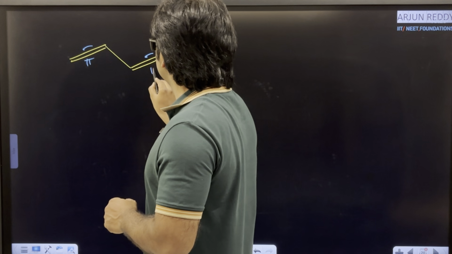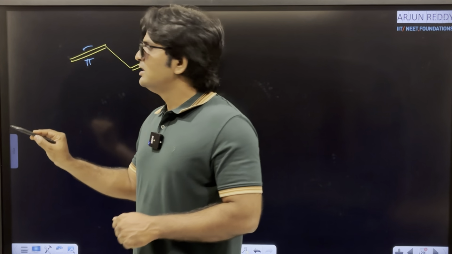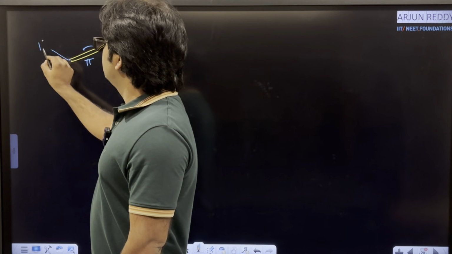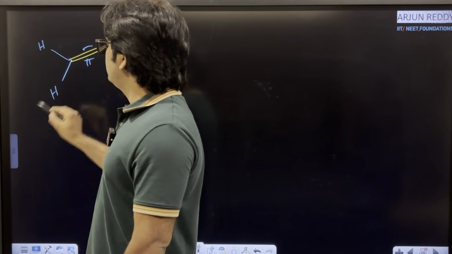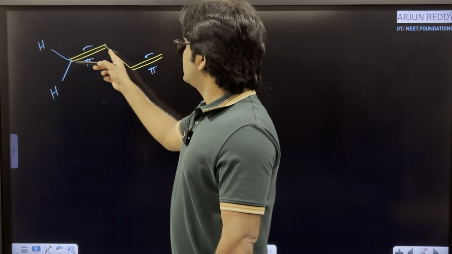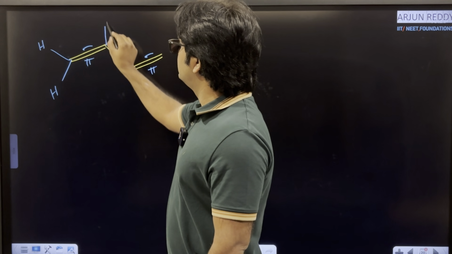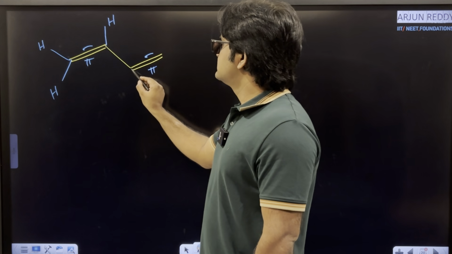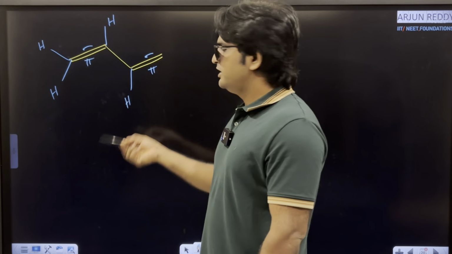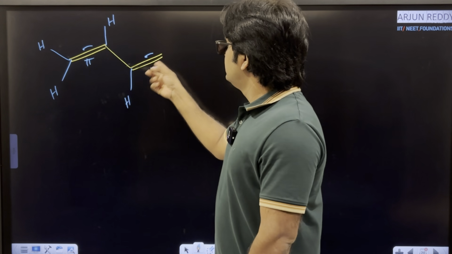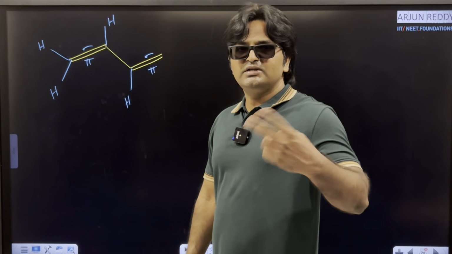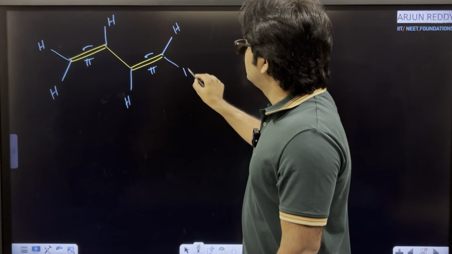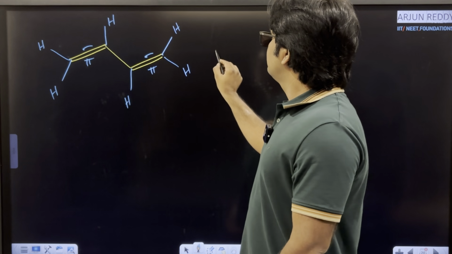Here also one sigma bond and one pi bond is present. Next, how to fulfill the valence: on the left side I am taking hydrogen and hydrogen, and come to this carbon atom. Three bonds are already completed, so next we require one hydrogen. Here also three bonds are completed, and the fourth bond is definitely hydrogen by default. Here already two bonds are there, and the remaining two bonds by default should be hydrogen. Clear.